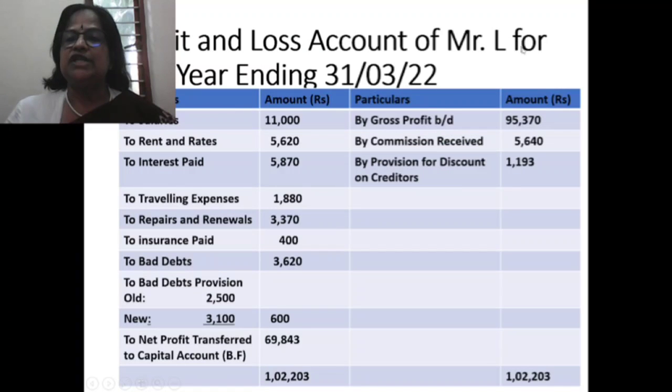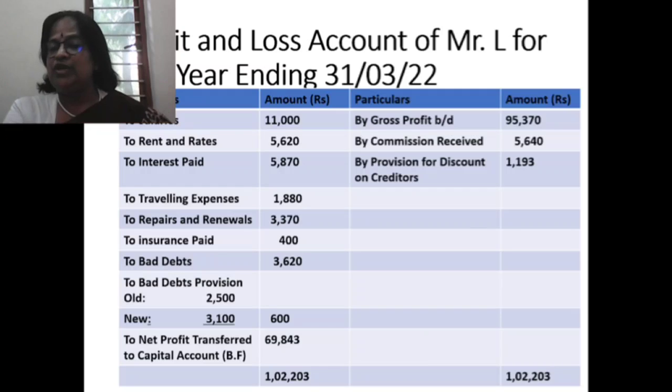Now profit and loss account of Mr. L for the year ending 31/3/22. By gross profit brought down on the credit side 95,370. By commission received 5,640. You remember in the ledger balance, commission within brackets is given as credit. Discount was given as debit, meaning it should come to the debit side of profit and loss account. If it's given as a ledger balance credit, it should come to the credit side of profit and loss account.